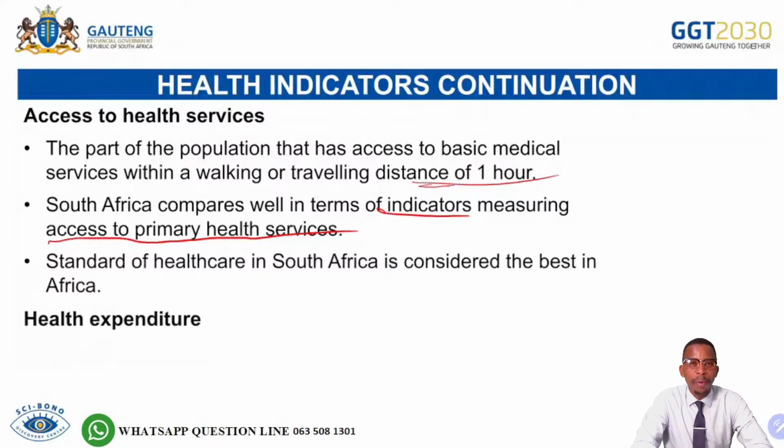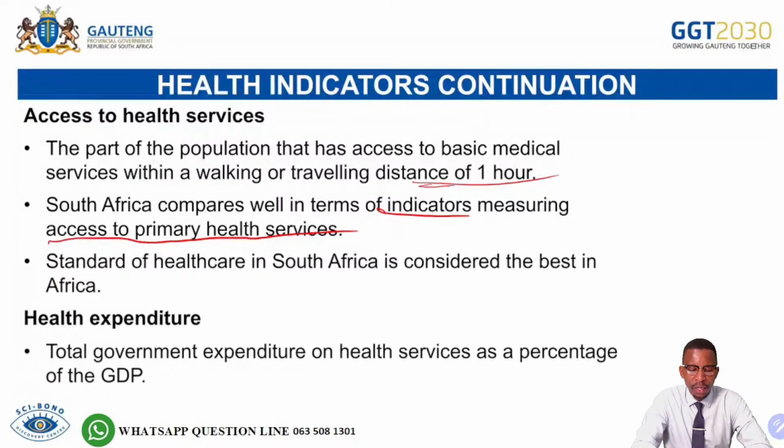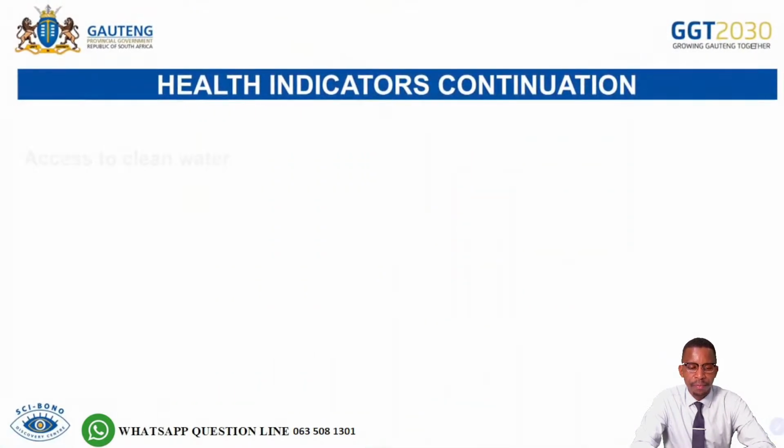Then we also talk about health expenditure. In this situation, we refer to the percentage of GDP spent on healthcare expenditure. So, the government expenditure on healthcare services as a percentage of GDP. We refer to how much of its GDP the government spends on healthcare expenditure.